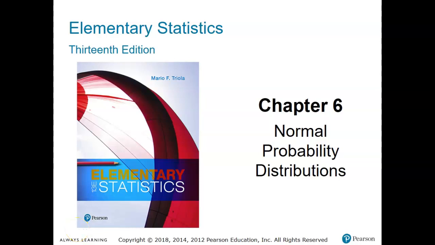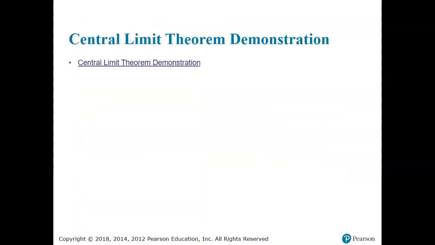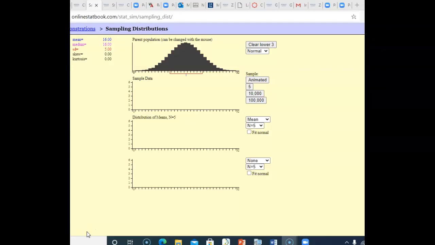Today we're going to be continuing in Chapter 6, looking at normal probability distributions. I'd like to start with a little demonstration of the central limit theorem, which is what we'll be focused on today. So today we're back at the same site to do another demonstration, this one of the central limit theorem.